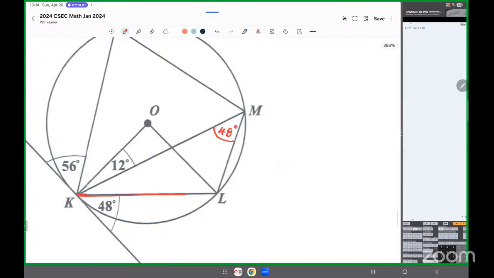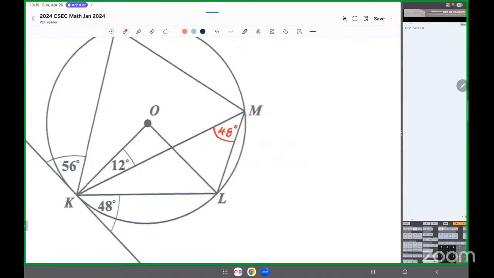Subtended by this chord. See? 48 degrees, subtended by this chord. The same chord is subtended in this angle at the center. The one at the center is twice. So this angle in here becomes 2 times 48 degrees, because the angle at the center is twice the angle at the circumference. That's what I want to use.